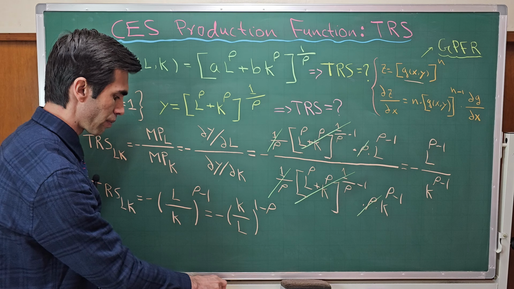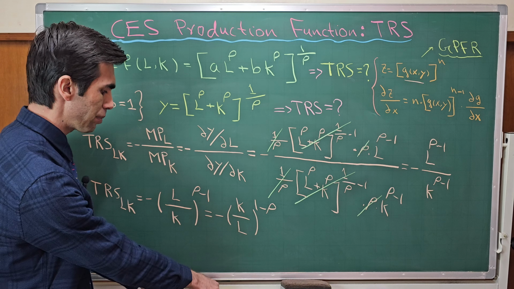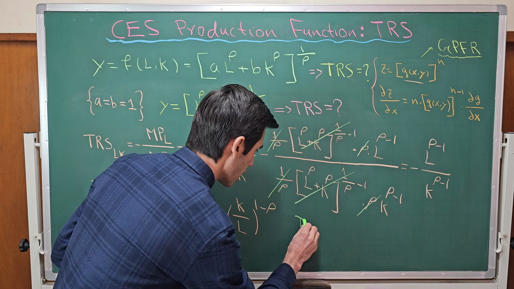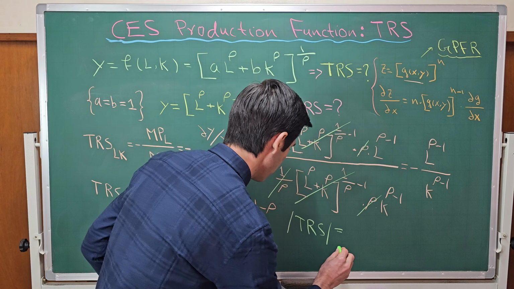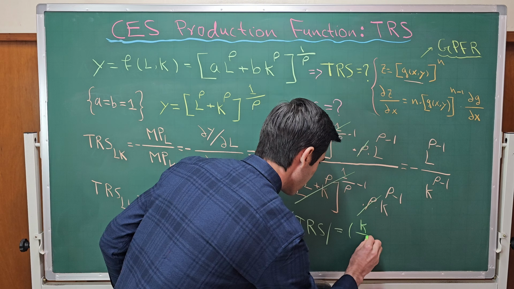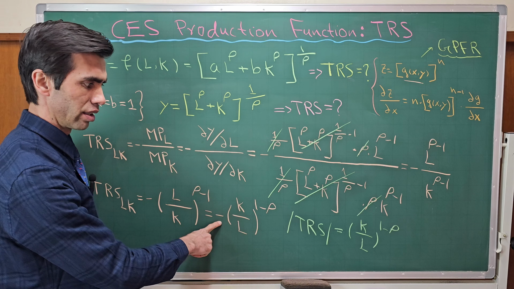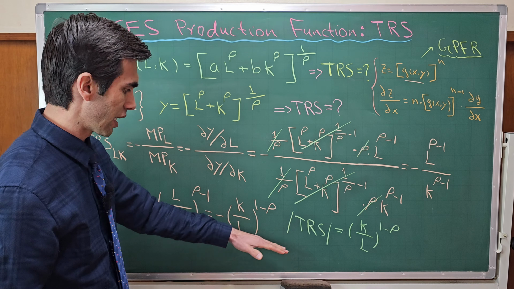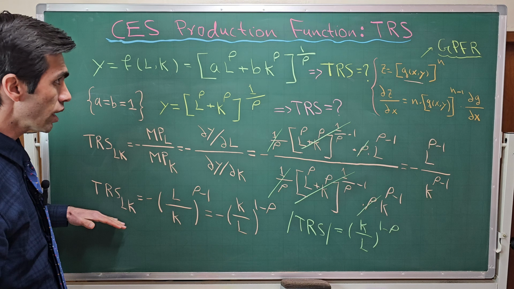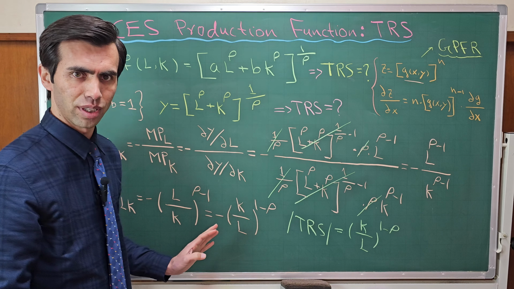Mostly, we are using the absolute value of the technical rate of substitution. In terms of absolute value, the TRS will become equal to (K divided by L) to the power of 1 minus ρ. This negative sign will be removed when we use the absolute value. So finally, the technical rate of substitution for a CES production function is equal to either this term or this term, whichever one you're comfortable with.